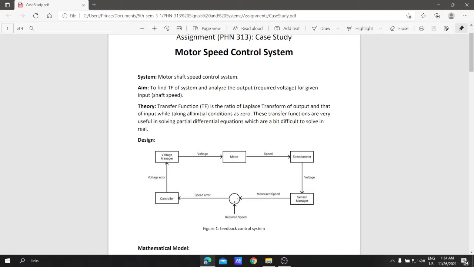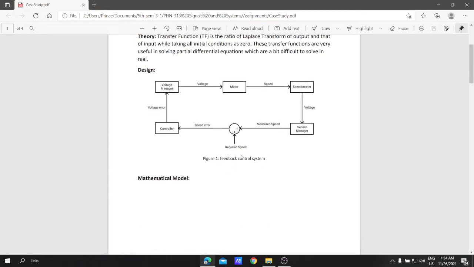Starting with the definition of transfer function, which is the ratio of the Laplace transform of output and the Laplace transform of input while taking all initial conditions as zero. Since the Laplace transform, Fourier transform or Z transform are very useful tools to solve any partial differential equation or exponential equation, transfer functions are very easy to use and a very powerful tool.